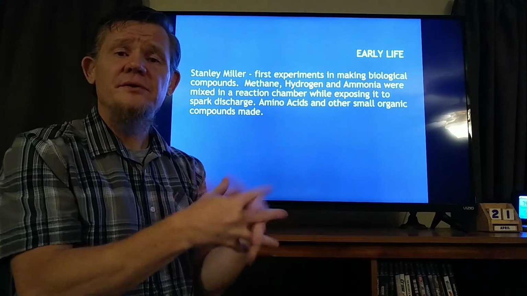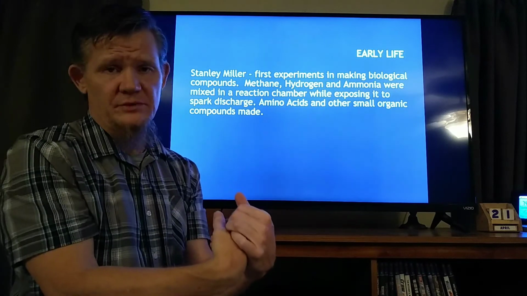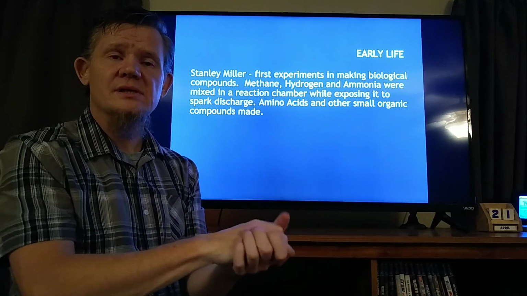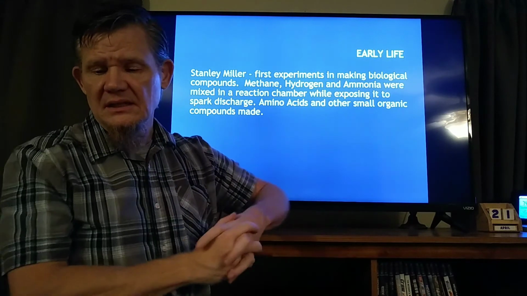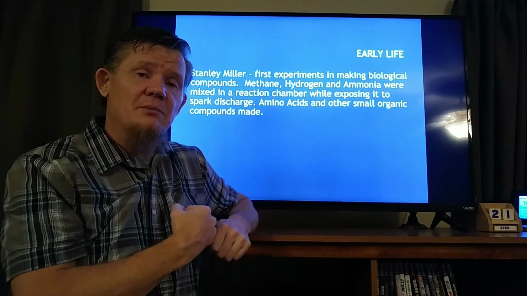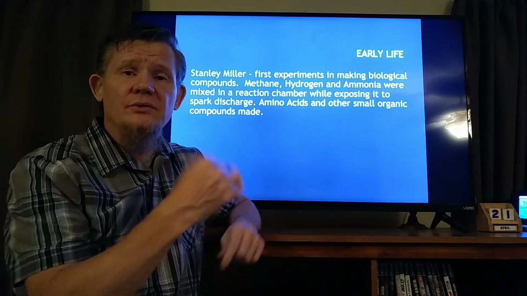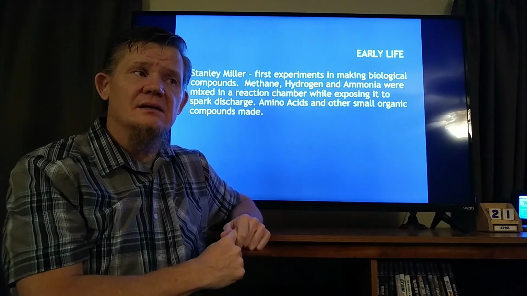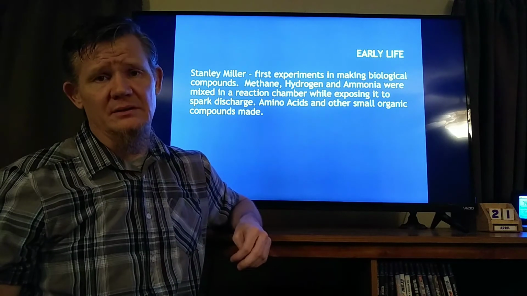He let that run for a few weeks, and he collected out of the bottom of it the liquid that was formed. And then he ran that liquid through some tests, and he found that he actually made simple organic molecules. Simple organic molecules like amino acids, simple organic molecules like some of the precursors to RNA, simple organic molecules like urea. Urea is that stuff that is in your pee. Urea is what makes urine smell like urine.